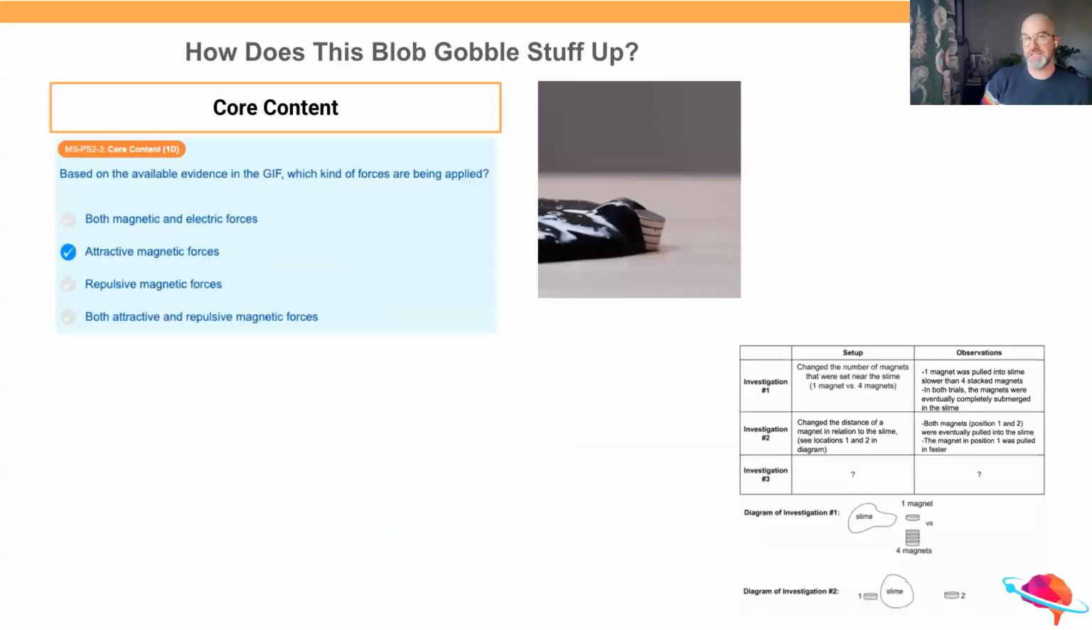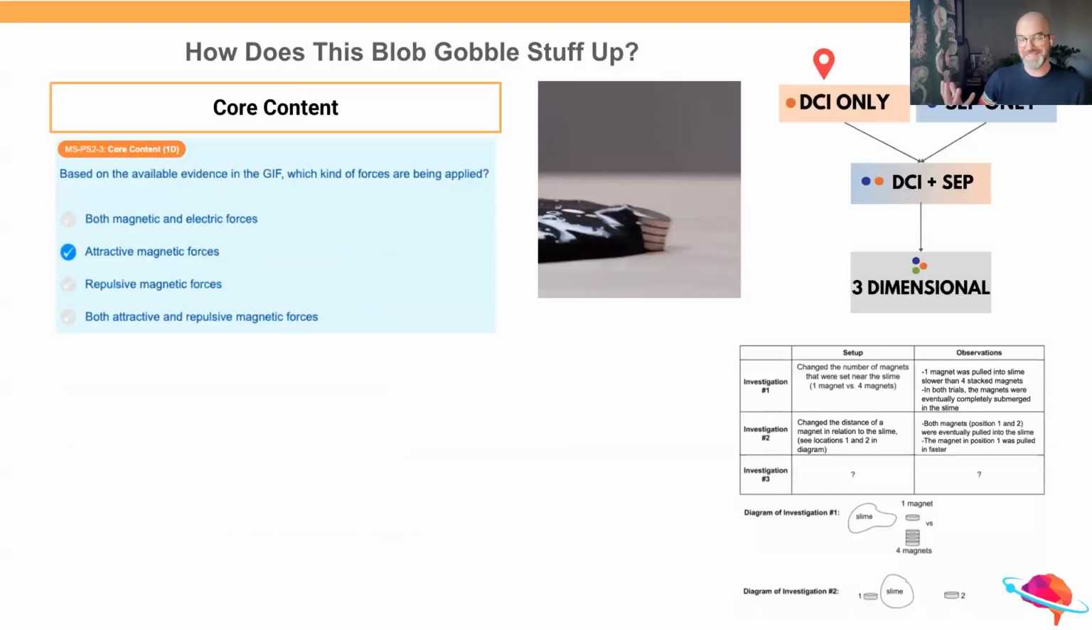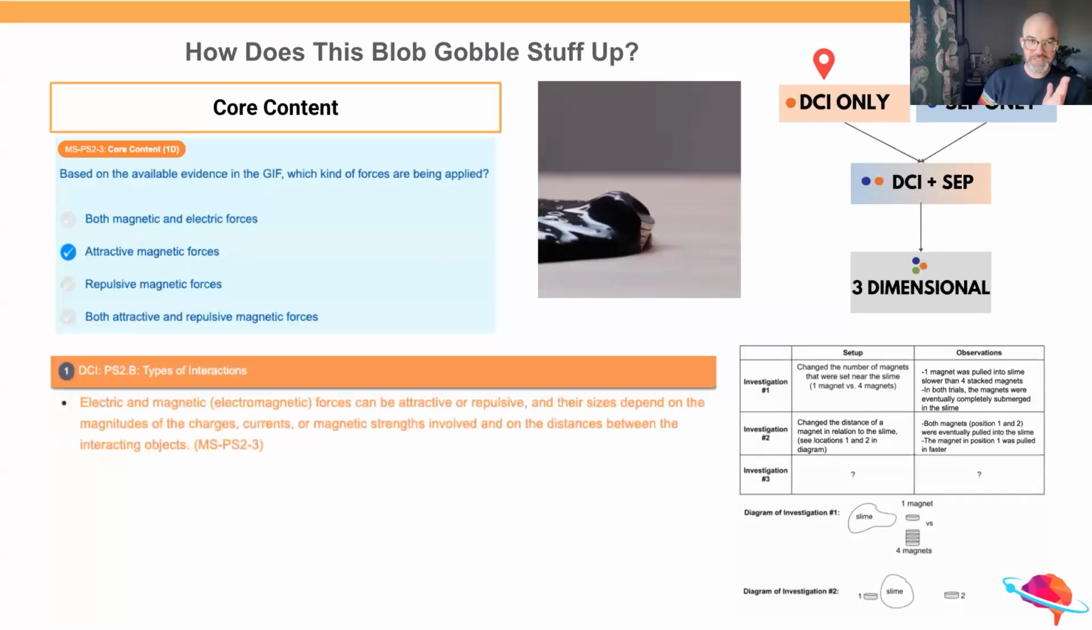And then we also will ask questions about phenomena. We call these DCI only questions. And these questions, they aren't actually about the phenomena. They're really focused on, do you know things that you need to know? And for the standard, it's about types of interactions. Students need to understand that forces are attractive and repulsive. Electric and magnetic forces can be attractive or repulsive. Those are kind of like the two options.